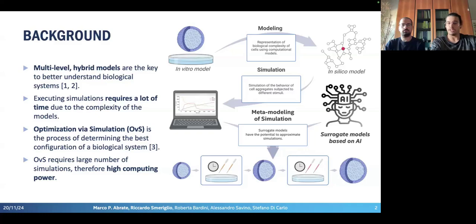In the context of optimization via simulation, that is the process of determining the best configuration of a biological system by optimizing the in silico model instead of the in vitro model, several simulations are required. And this can be a problem in the context of time and computing power, because all of the simulations require a lot of time and a lot of computing power, and to optimize an in silico model using, for example, optimization algorithms, a very high number of simulations are needed.